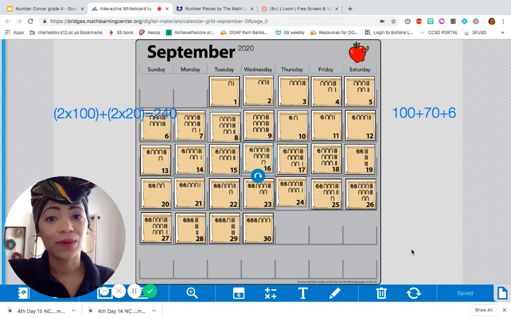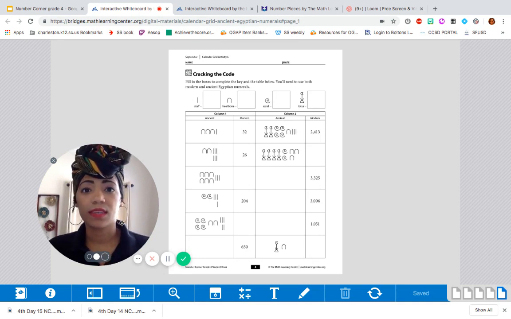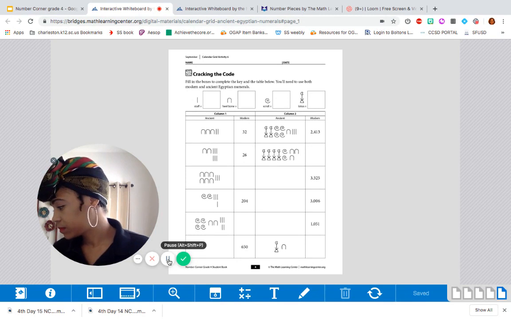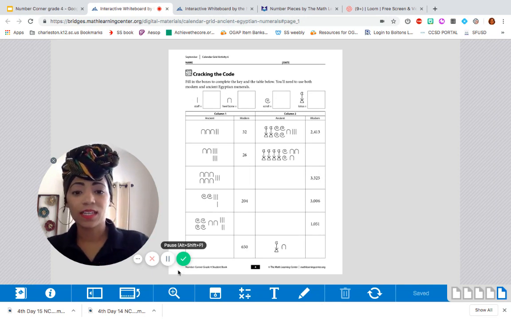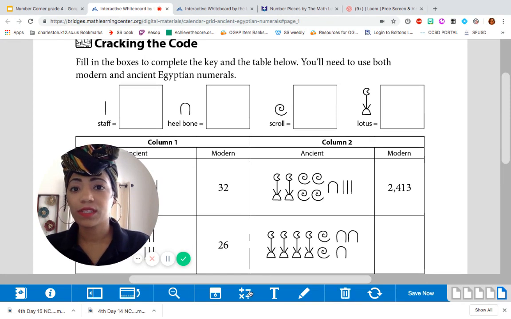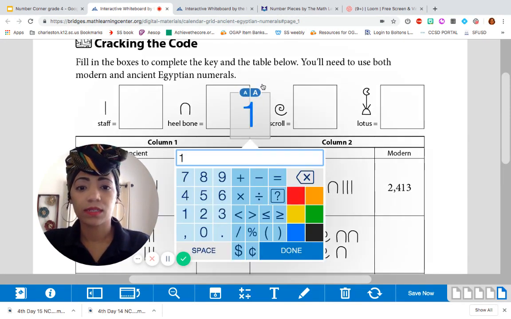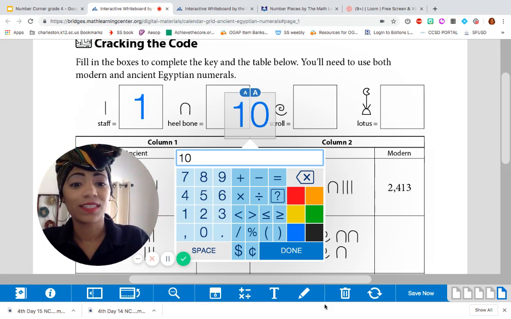Great. Now, just to make sure you really understand what's happening with our calendar grid, we have one more worksheet to complete, and it's called Cracking the Code. Cracking the Code is on page 4 in your Number Corner journal, so I'll give you a moment to get there. All right, great. Let's take a moment and fill in the very top of our key here. Do you remember how much a staff is worth? 1. Correct. Do you remember how much a heel bone is worth? 10. Correct.